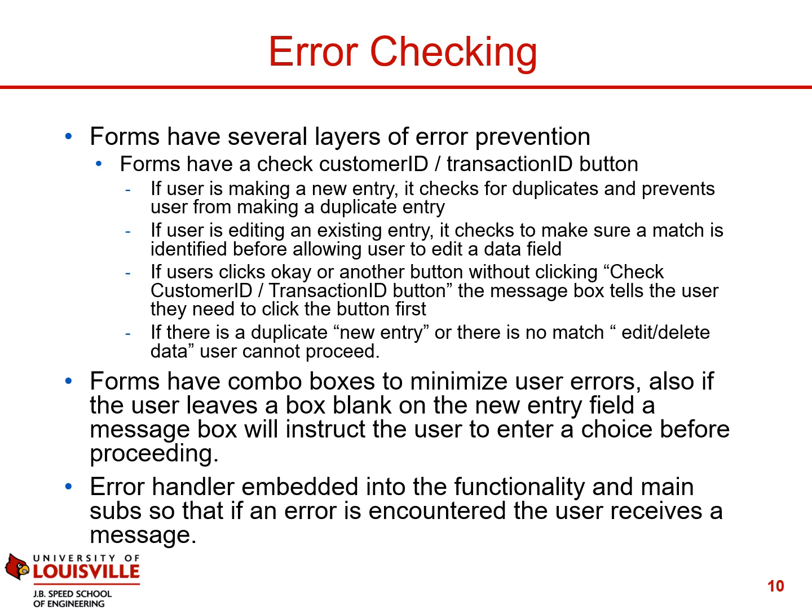Another way that errors were prevented was the forms had combo boxes, and this prevented user data entry errors. And if there was a blank combo box when the user hit OK, a message box would pop up informing the user there was a blank and it needed to be corrected to proceed. There were also error handlers embedded in the functionality of the code. So the delete row subroutine, the edit data subroutines, the main subroutine, if they encountered an error, would be directed to an error handler, which would help the user.